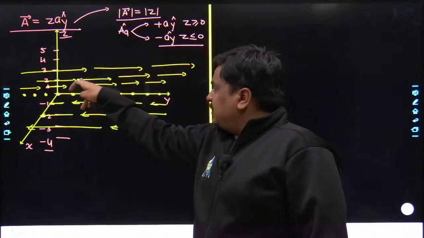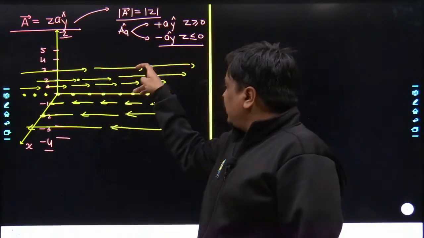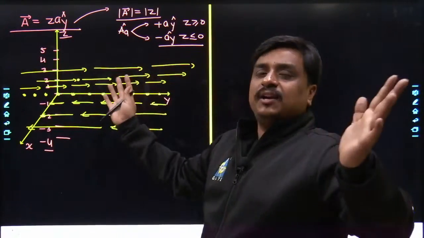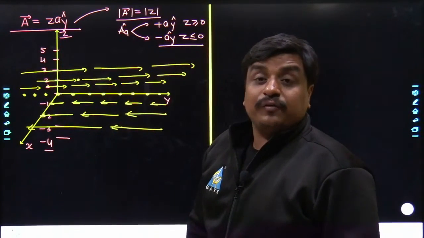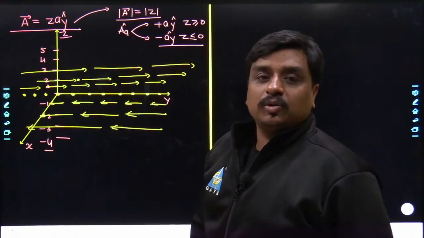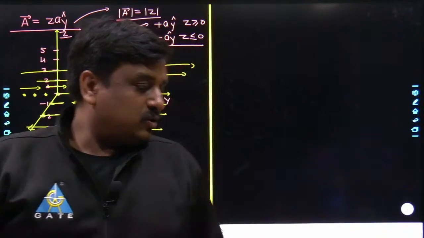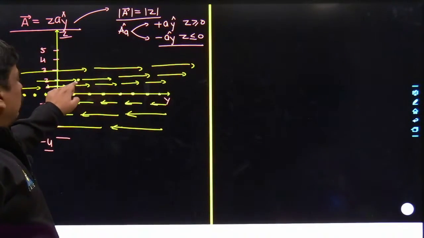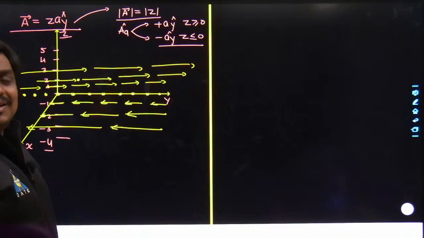Tell me, at this point, or randomly anywhere over the 3D space, the divergence of the given vector field, would it be 0? Would it be non-zero? Would it be 0 or non-zero? Tell me. I want the answer from each one of you. At this point, what about the worth of divergence?